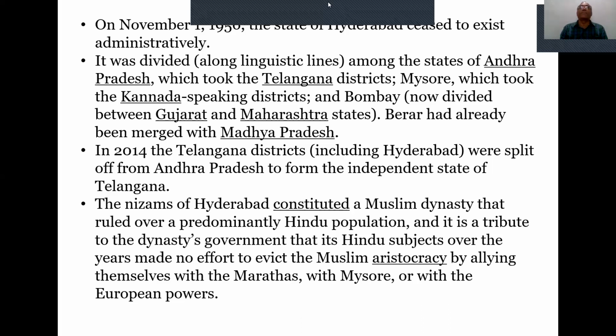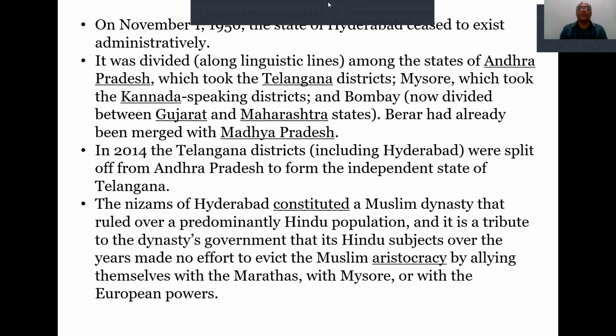So in 1956, you have this kind of a division. In 2014, Telangana districts, including Hyderabad, were split off from Andhra Pradesh to form an independent state of Telangana. That is the emergence of modern Telangana. The Nizams of Hyderabad constituted a Muslim dynasty and ruled over a predominantly Hindu population. And it is a tribute to the dynasty's government that its Hindu subjects over the years made no effort to evict the Muslim aristocracy by allying themselves with the Marathas or the Mysore or with the European powers.